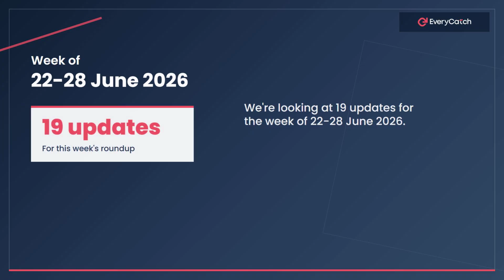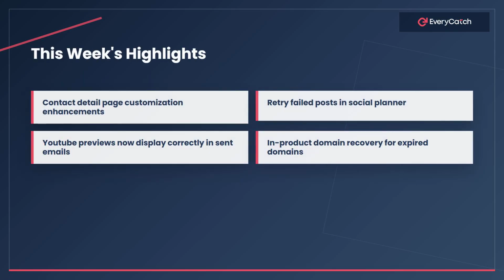This week, we're looking at 19 updates for the week of the 22nd to the 28th of June 2026. Among them, we're looking at contact detail page customization enhancements, retry failed posts in Social Planner, YouTube previews now display correctly in sent emails, and in-product domain recovery for expired domains.